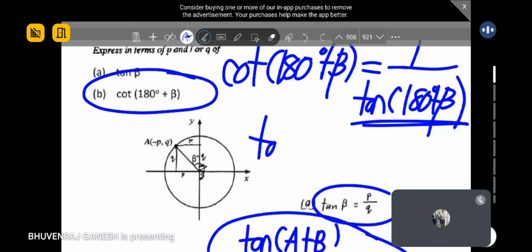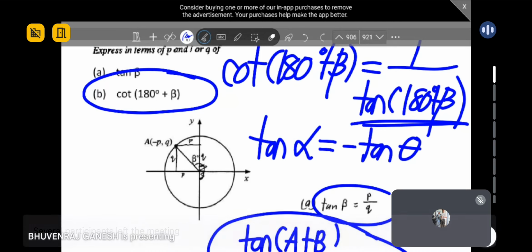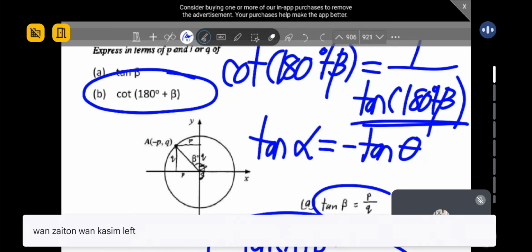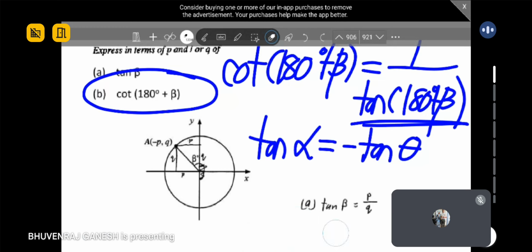So guys, if you still remember your modern maths, you have a formula, right? For tangent, you have formula tangent alpha equal to negative tangent theta. Do you still remember this formula, guys? Masih ingat? Modern maths? You learn this, right? Form 5, chapter 6. Tak ingat dah, guys. Hopefully, you must remember. Kena ingat yang ni.